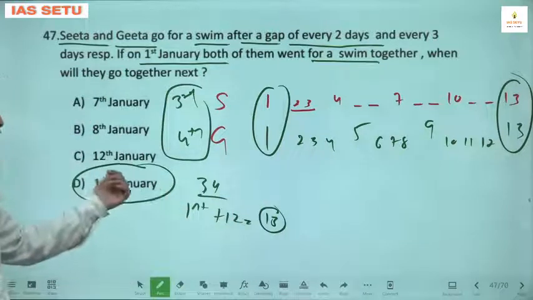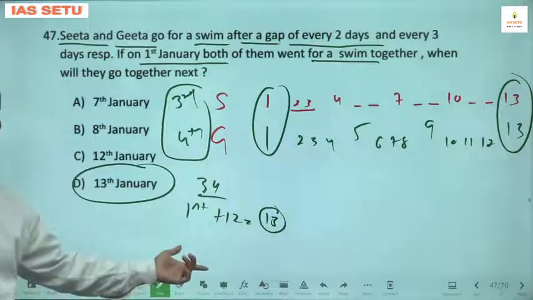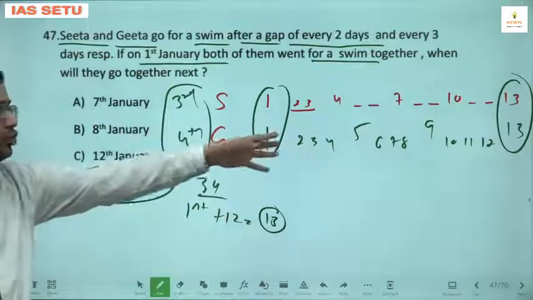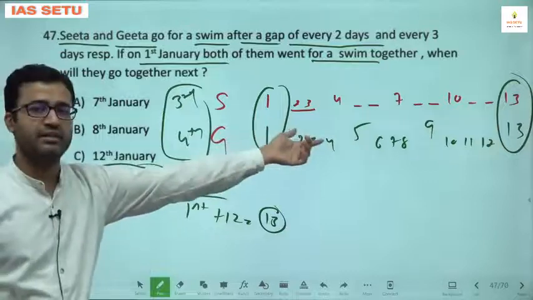But sometimes we make that mistake. Some students mark the answer as 12 January. It is after a gap of 12 days that they both will go together. So better you use this method. That is very, very simple.